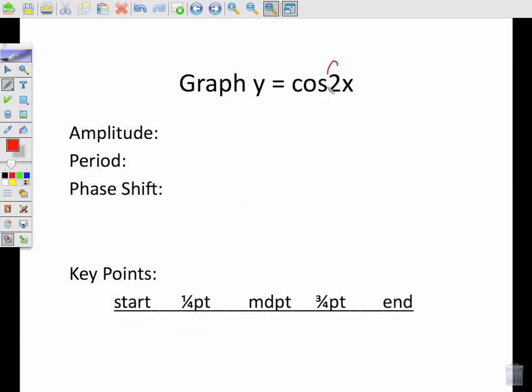Let's look at what happens when we have cosine of, again, 2x. So my amplitude is 2.